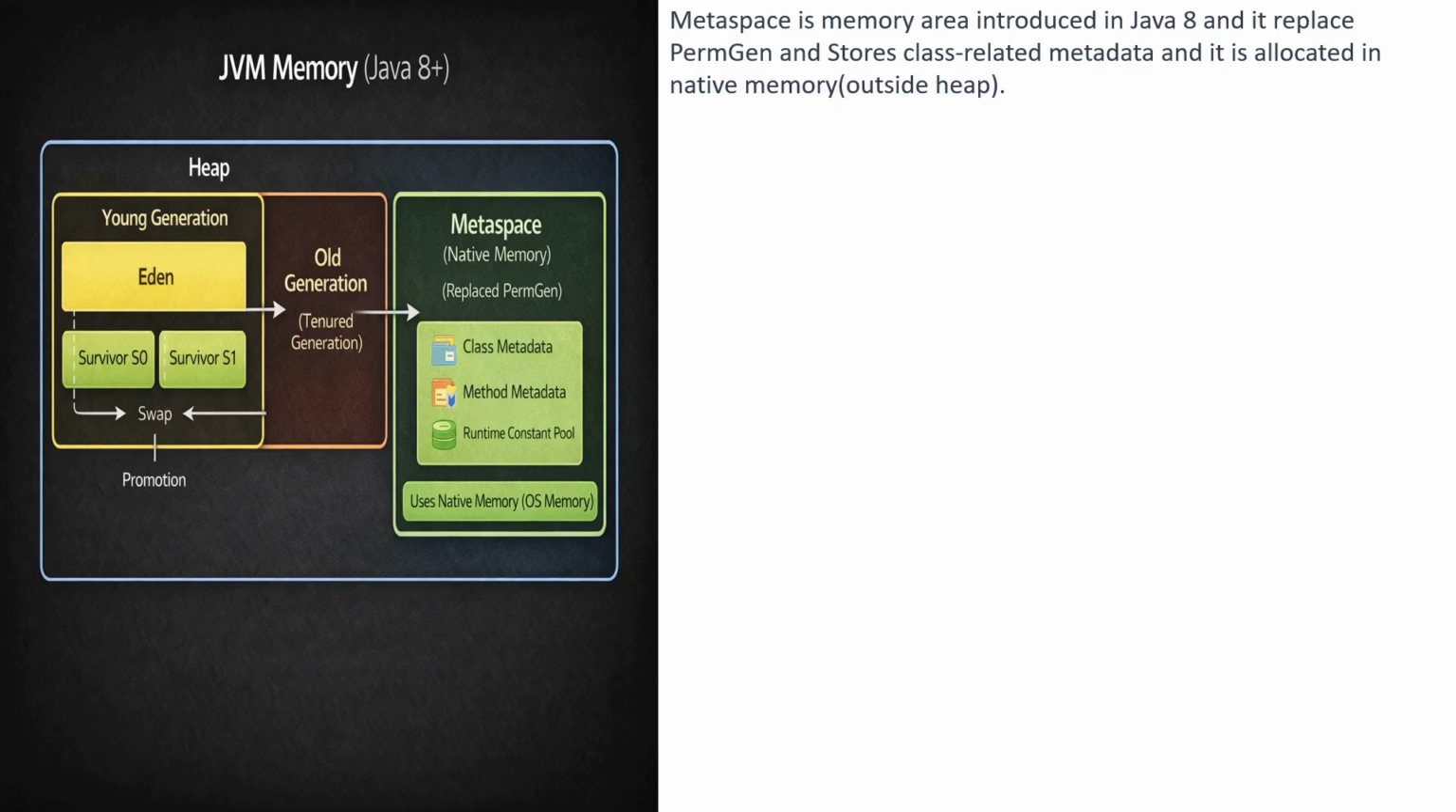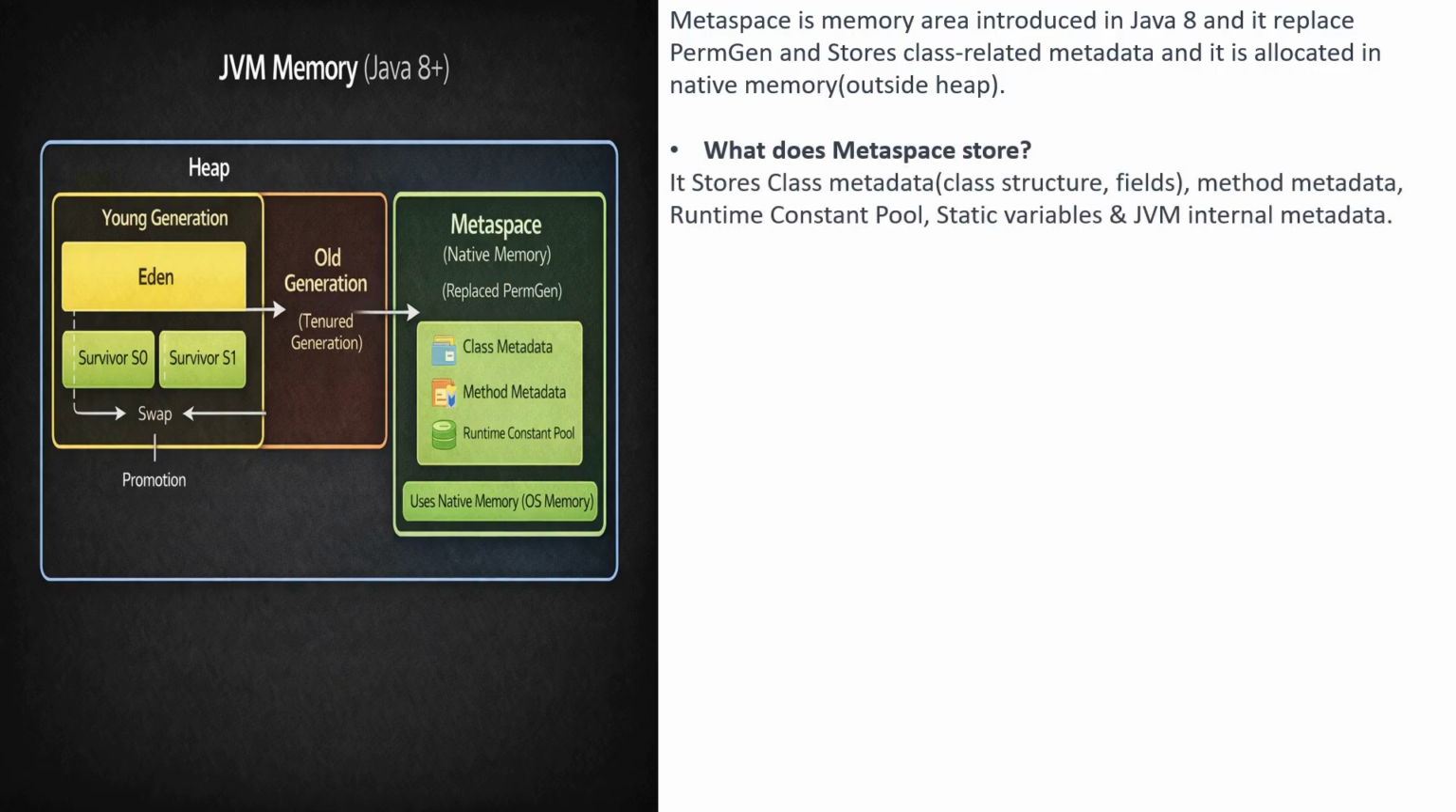Metaspace is a memory area introduced in Java 8 that replaces PermGen and stores class-related metadata. It is allocated in native memory, which is outside heap memory. So what does Metaspace store? It stores class metadata, information like class structures, fields, method metadata, runtime constant pool, static variables and JVM internal metadata.